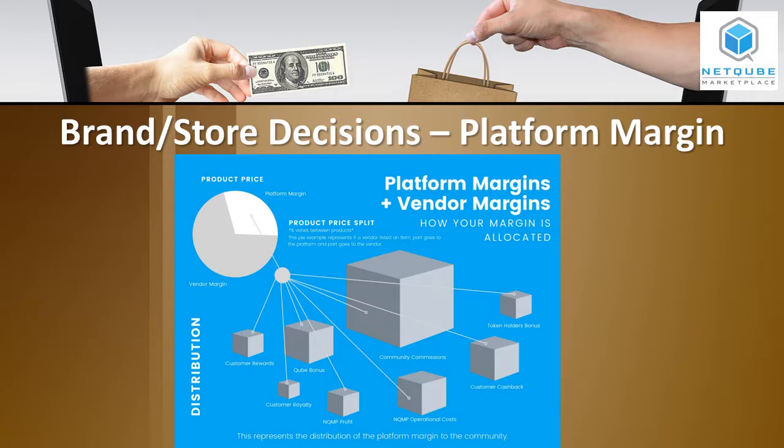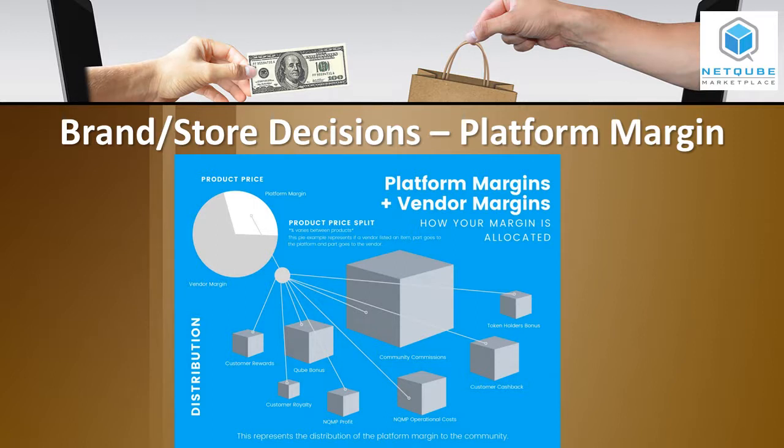We also have customer cashback. You will notice on the bottom in the middle, we have NetCube Marketplace operational costs and profit. Those are small. We take the least amount of the platform margin. We do have customer rewards, we have customer cashback, we have a royalty. That's for the person who introduced you and brought you on the platform. They get a royalty from everything that's sold on your platform, and a cube bonus.